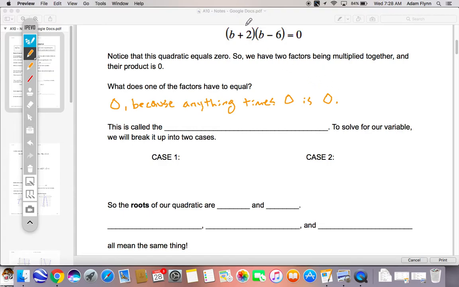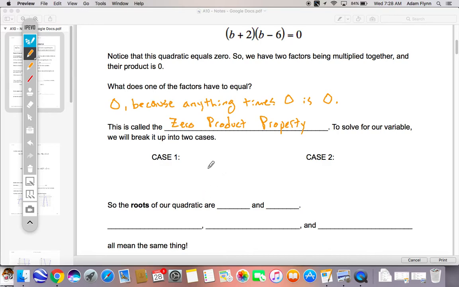Okay, so that means either b plus 2 has to be 0, because then we would have 0 times b minus 6, so 0 times anything equals 0, or b minus 6 has to equal 0, because then we would have b plus 2 times 0, which of course has to equal 0. Okay? This is called the zero product property. So to solve for our variable, we will break it up into two cases.